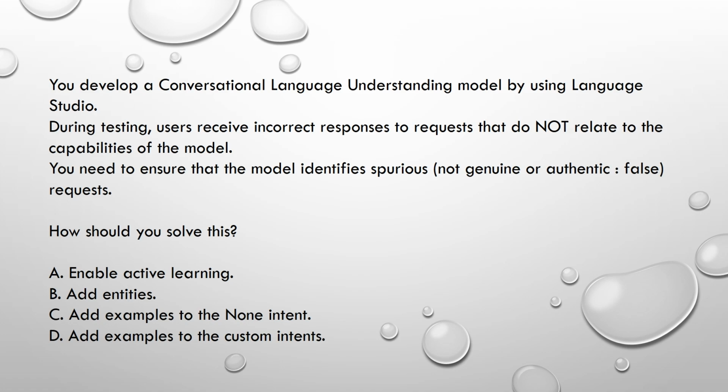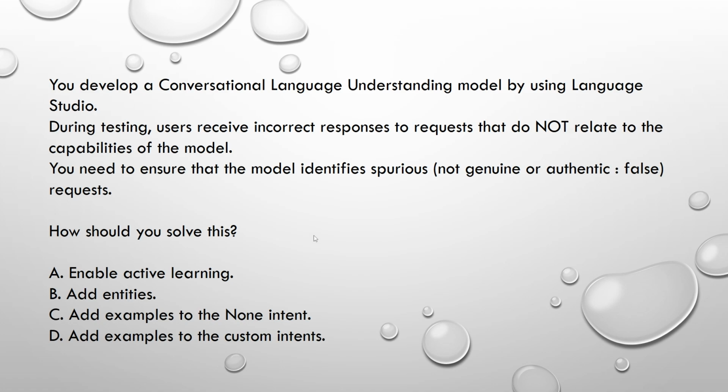Now let us break down the question. What are the keywords present in the question? So the question is regarding a conversational language understanding model of the Azure AI Language service. While testing the model, it has been noticed that incorrect responses are given to requests that are not related to the capability of the model. So the questions which are out of the scope of the model are given incorrect responses. So how should we solve this? How should we enable the model to identify spurious, which is incorrect, not authentic requests? So that is the scenario.